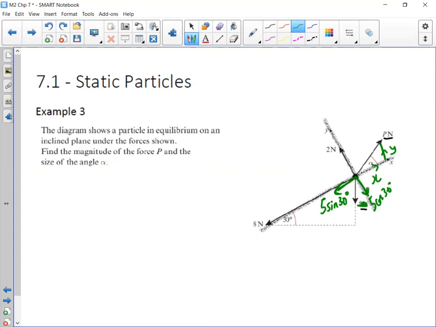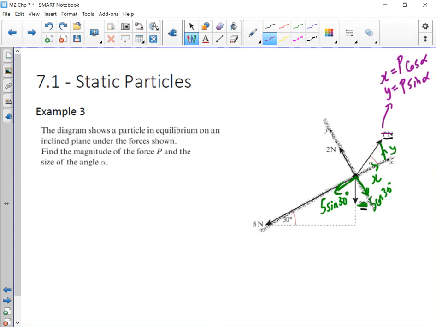So mg is 5, so 5 sine 30. Right, so next we just have to resolve p. You can resolve it in here on the spot. So x is p cos alpha, and y is p sine alpha. Okay. Next, once we've done that, that means we'll resolve p.